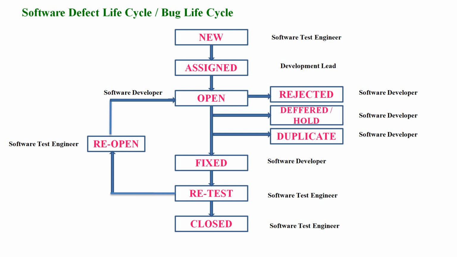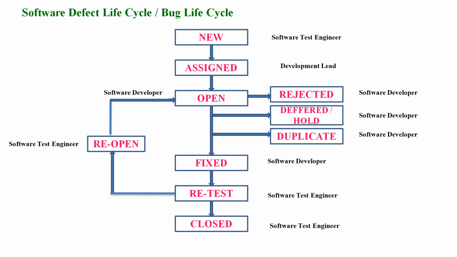Whenever the software test engineer finds the defect for the first time, that defect is called new. The status of that particular defect is assigned as new. That means it is a new bug.